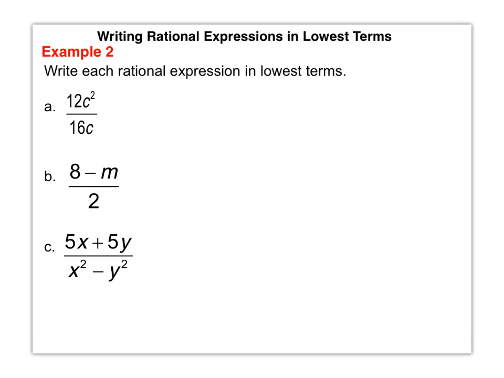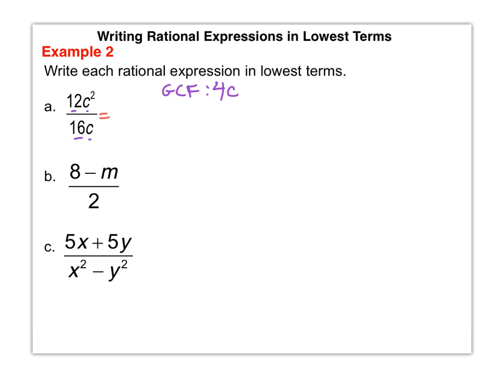For part A, we have 12c squared divided by 16c. The greatest common factor of the numerator and the denominator can be found by looking at the coefficients 12 and 16. The largest number that goes into both of those is 4. And looking at the fact that the numerator and the denominator both have a c, the greatest common factor is the lowest exponent. So 4c is the greatest common factor of both the numerator and the denominator.